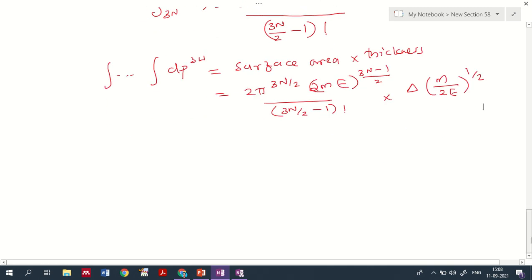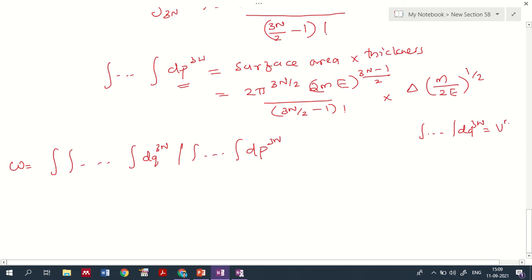Okay, so this I just represented only in terms of dp, right? So the total volume will have a representation associated with dq raised to 3n, and also dp raised to 3n as well. We already know what dq raised to 3n is. We already mentioned that dq raised to 3n equals v raised to n.